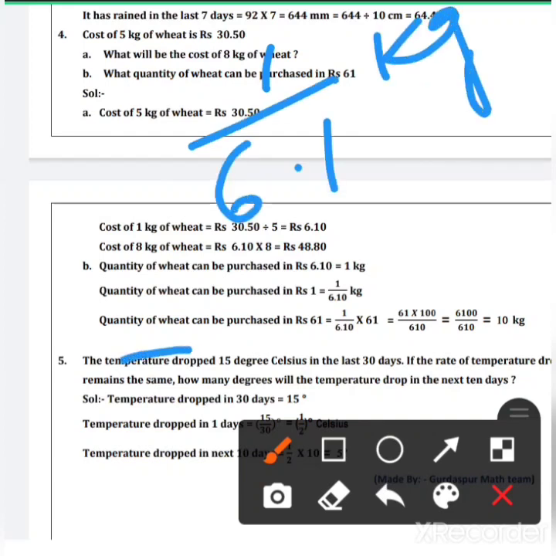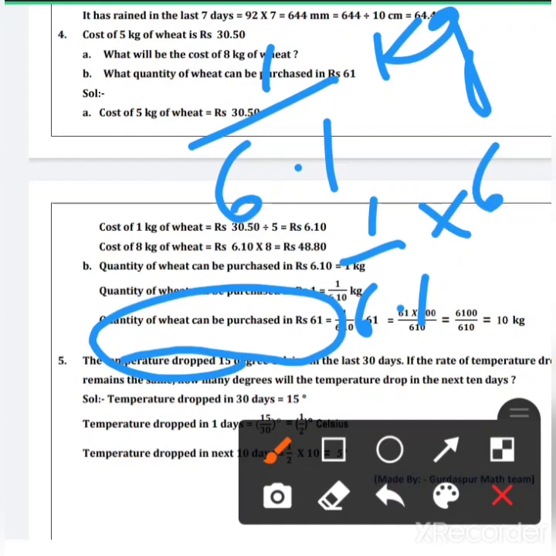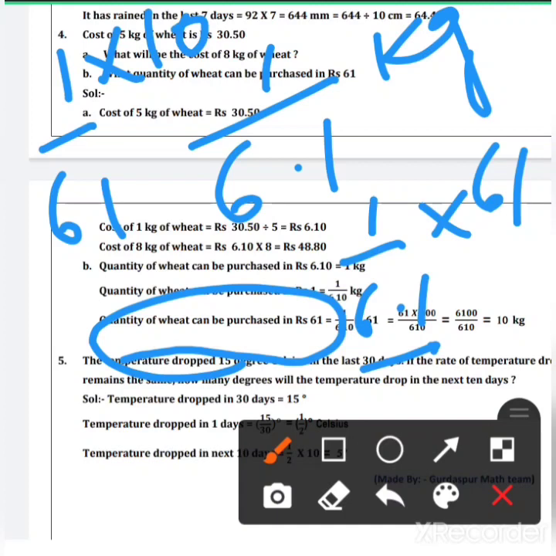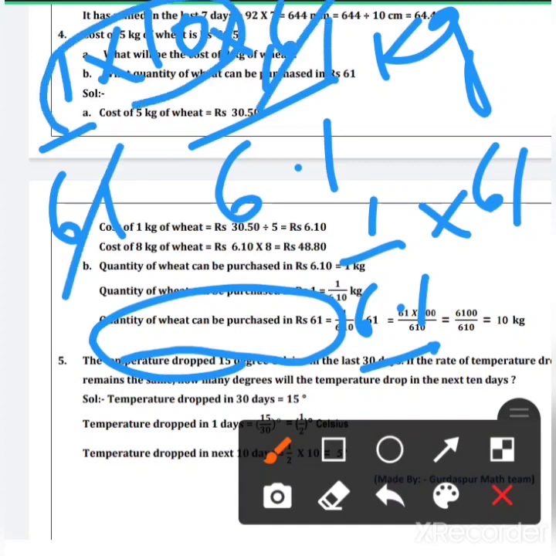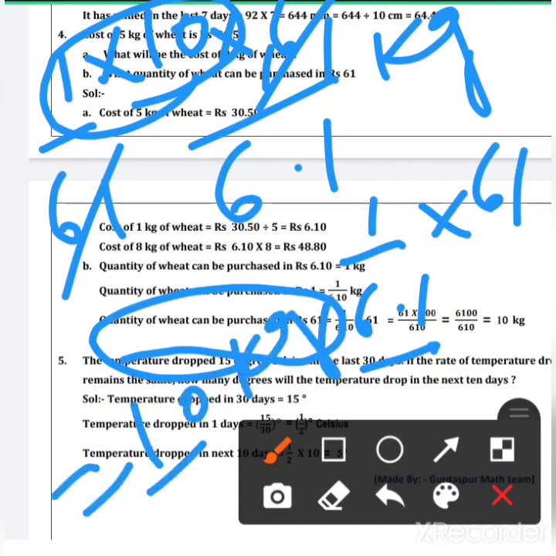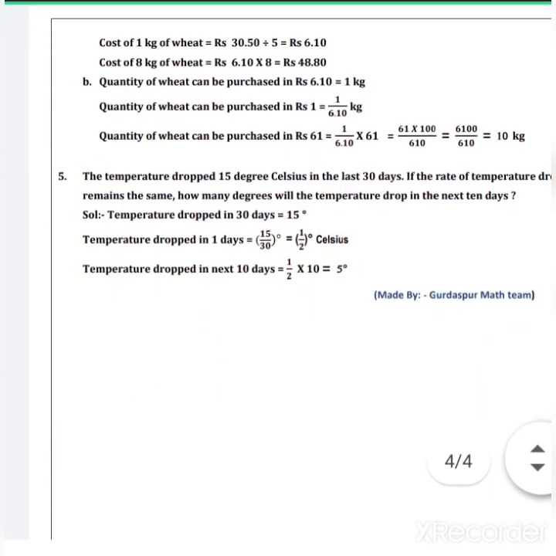Now the quantity of wheat that can be purchased for rupees 61: multiply 1 over 6.1 by 61. First remove this decimal. Here the decimal is in the denominator, so multiply 10 by the numerator. And again 61. 61 cut by 61, we get 1 multiplied by 10, which is equal to 10. 10 kg of wheat we can purchase for rupees 61.